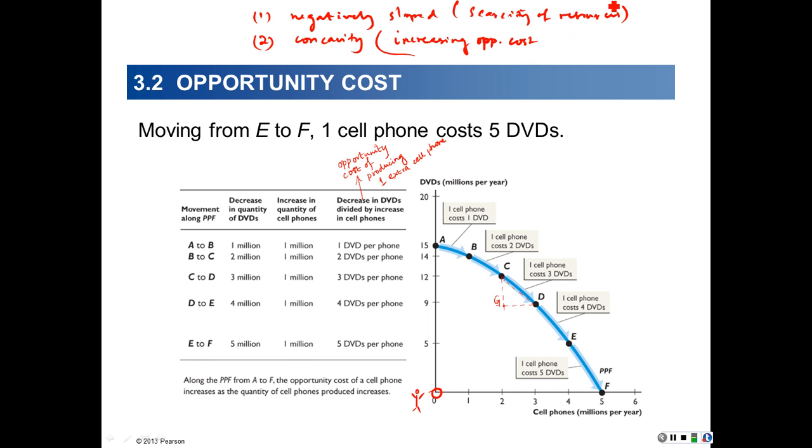Right? Now, what's the reason for the increasing opportunity cost again? The fact that resources aren't homogeneous. In other words, resources aren't alike. That's the reason for the concavity of the PPF. Now, I'd like you to focus on the range C to D quickly, right? So let's say that the economy is currently at point C and then moves to point D, right? So it produces an extra million cell phones by giving up 3 million DVDs.